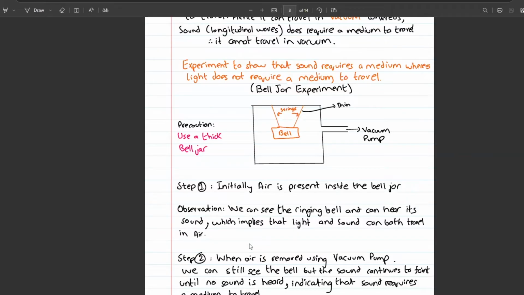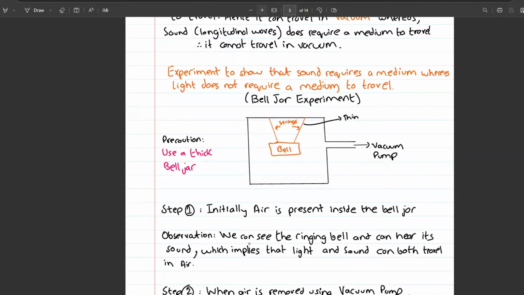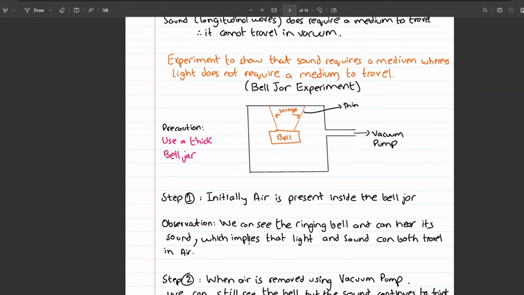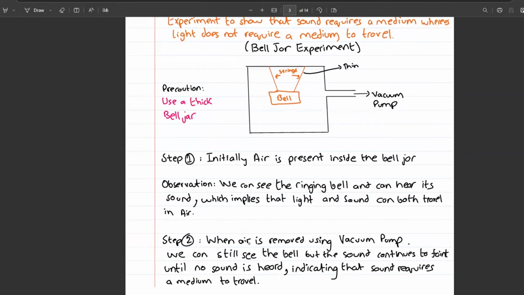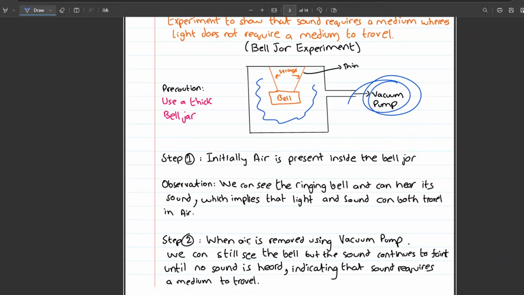You will say initially only air is present in the bell jar. Hence, when you ring the bell, you can hear the sound. Now, when air is removed using a vacuum pump, all this air inside the bell jar will be sucked out. This will create a vacuum, and hence, when you now ring the bell, there will be no sound heard.